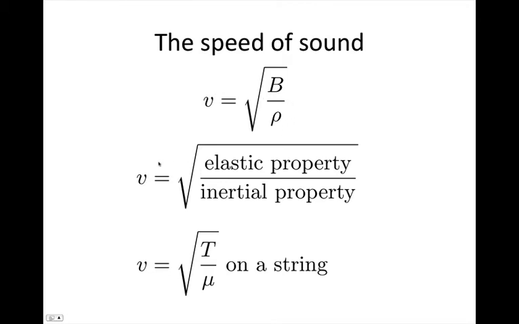In general, we've got that the velocity of sound in a medium is equal to the square root of the elastic property of the medium, in this case the bulk modulus, in the string case the tension, over the inertial property, which in this case is the density, and in the string case it's the linear density.